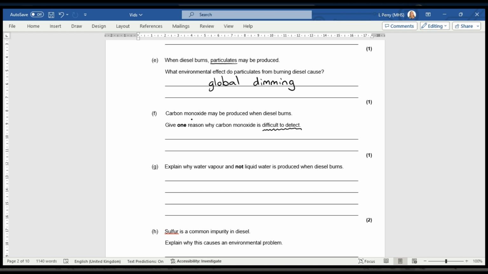So I don't need to know specifically about carbon monoxide. Now, both of those are correct answers, so I'm just going to put it has no smell. But remember, I could also put it's colourless, because then I wouldn't be able to see it. Either of those are fine, and that's just me thinking, why is it difficult to detect a gas?